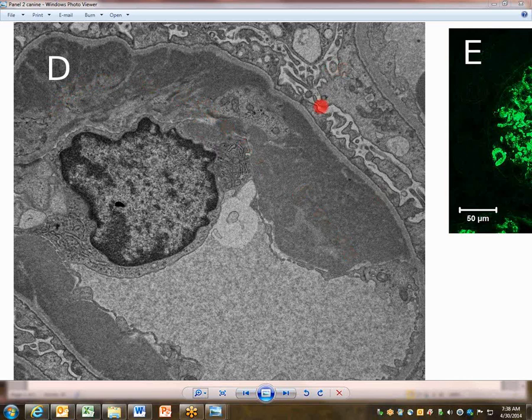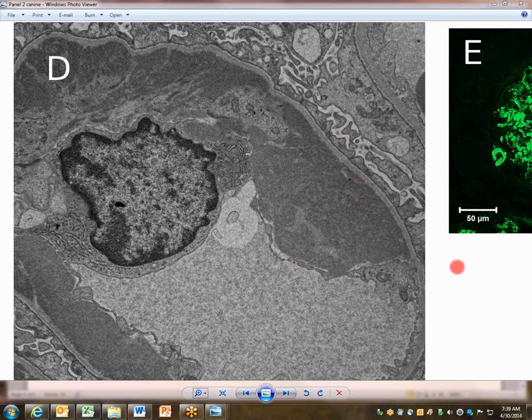Here, everybody can see the foot process effacement. Everybody can see these little cytoplasmic projections, which is the microvillus transformation, again a somewhat non-specific change. And then the endothelial cell cytoplasm really isn't reacting, or it's fairly normal, and the endothelial cell nucleus is in a normal location.